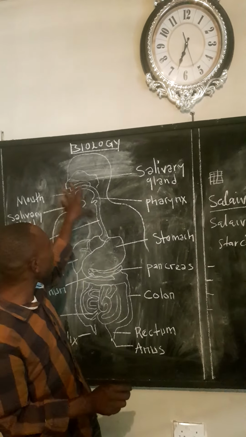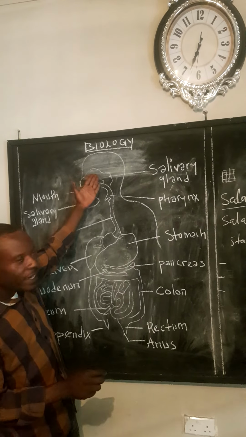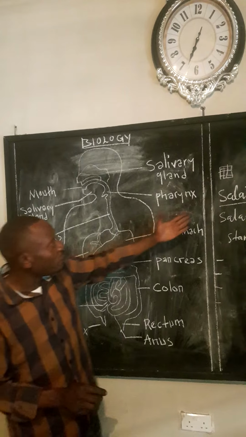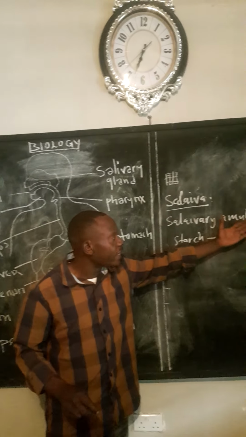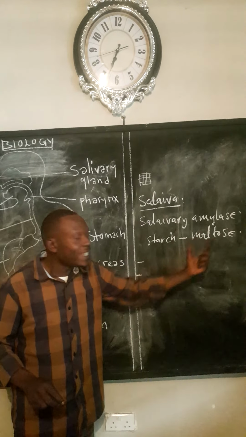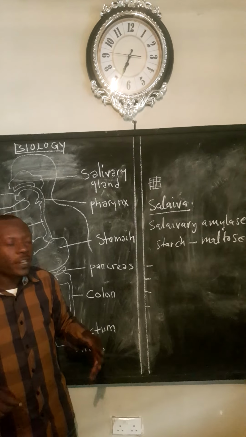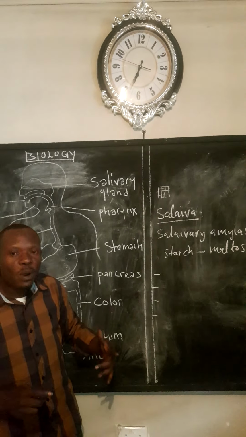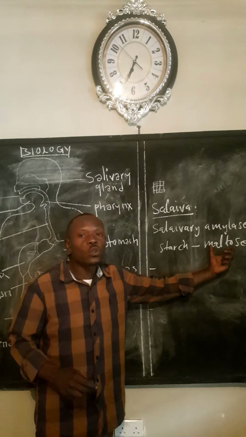So this is exactly what happens in the mouth. The chewing action stimulates the glands, the glands secrete the saliva, the saliva contains the salivary amylase, and the salivary amylase breaks down starch to maltose. I think this is the reason why if food is kept for a longer period of time in the mouth, it will start tasting sweet. Why? Because starch is being broken down to maltose.